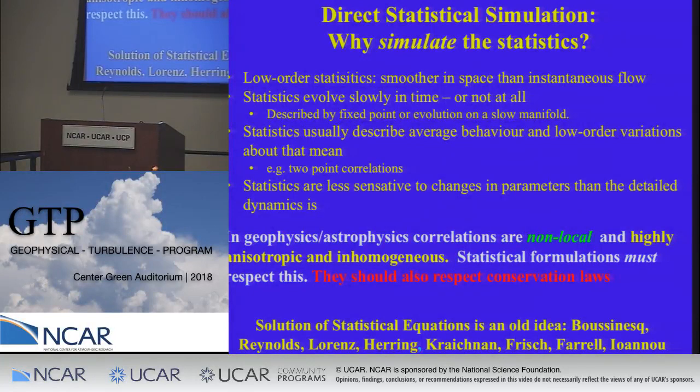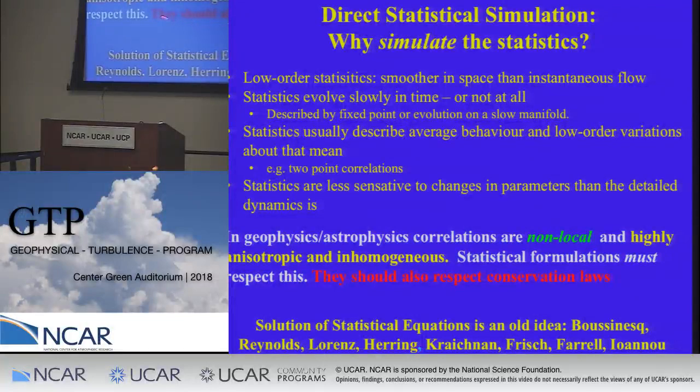It's important to point out, though, that usually in geophysics and astrophysics, if you're doing a global problem, the correlations or the statistics are usually non-local, and they're usually highly anisotropic and inhomogeneous, and this makes it computationally less efficient to solve for them. But given the fact that computers are getting faster and faster, it's worth a go, so that's what we're trying to do.